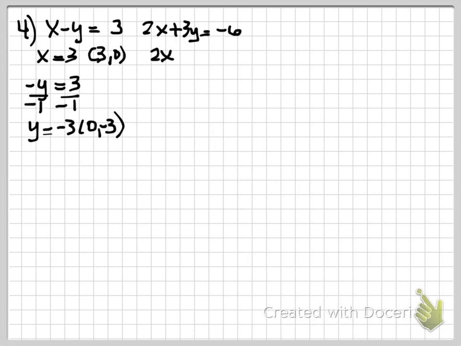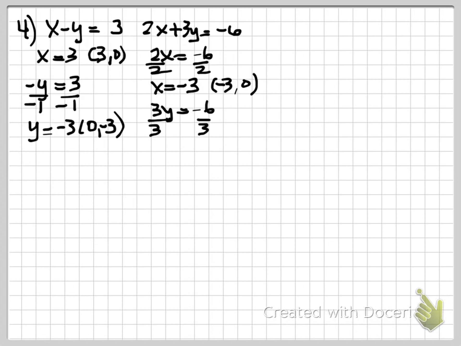Here, 2x plus 0 equals negative 6. Divide by 2, and we get x equals negative 3. So negative 3, 0. And then 0 plus 3y equals negative 6. Divide both sides by 3. We get y equals negative 2. So that's 0, negative 2.